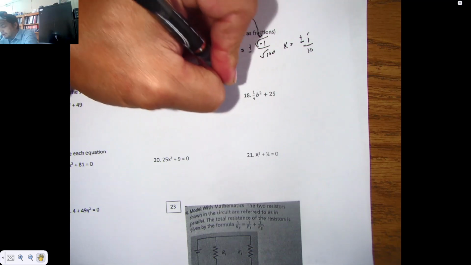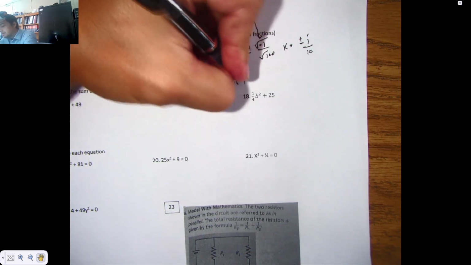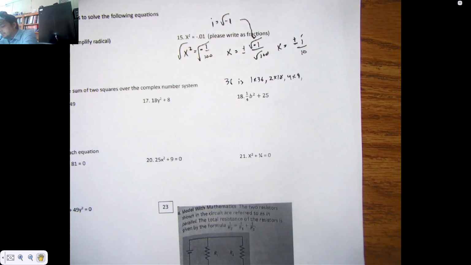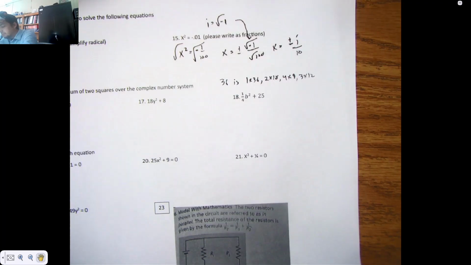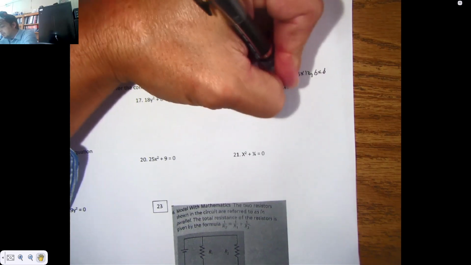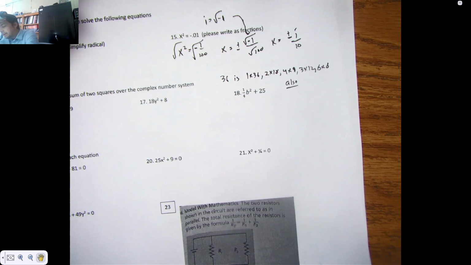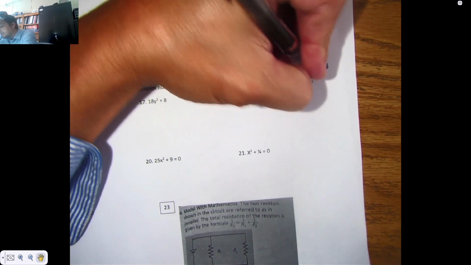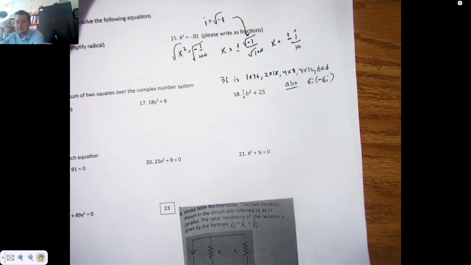Factor the sum of two squares over the complex number system. This is actually really, really easy. Let's just pick on a number like 36. 36 is 1 times 36, it's 2 times 18, it's 4 times 9, it's 3 times 12, and it's 6 times 6. It is also the conjugate pair 6i times negative 6i. That's its imaginary set of factors. So think about that.